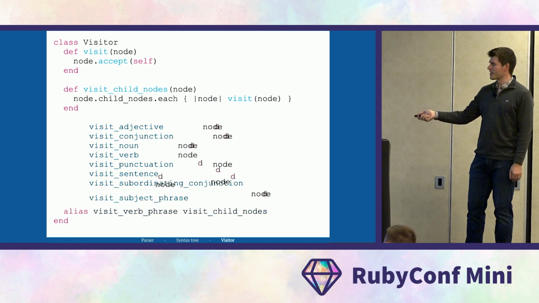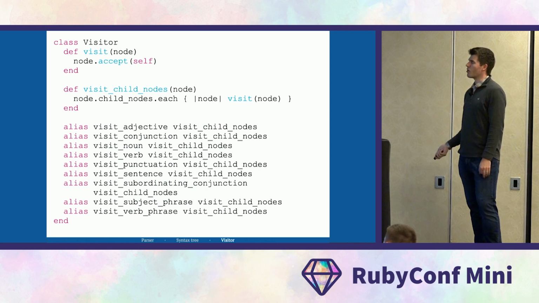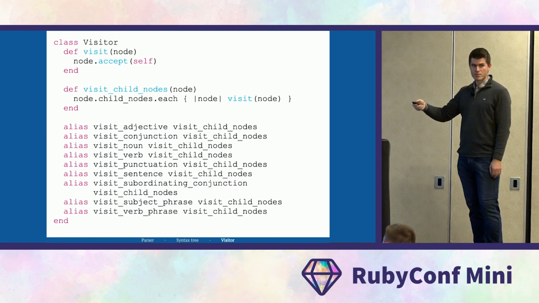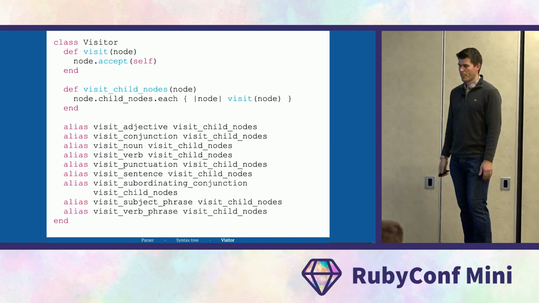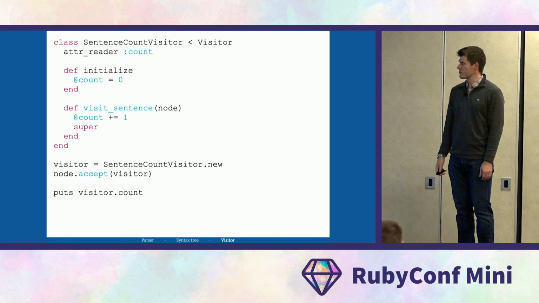And actually, we can alias every one of these methods. Every single node in the tree is just going to call back into visit child nodes because they all implement the child nodes method, and then we walk down the tree all of the way. Okay. What have we actually accomplished here?